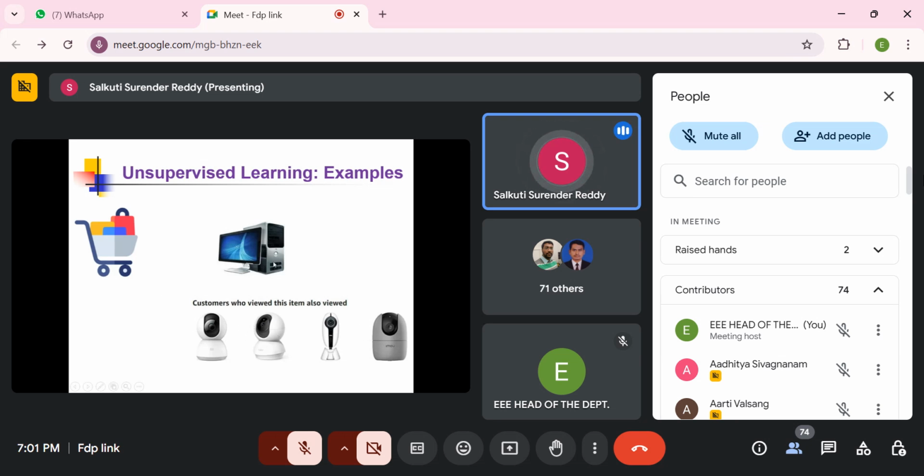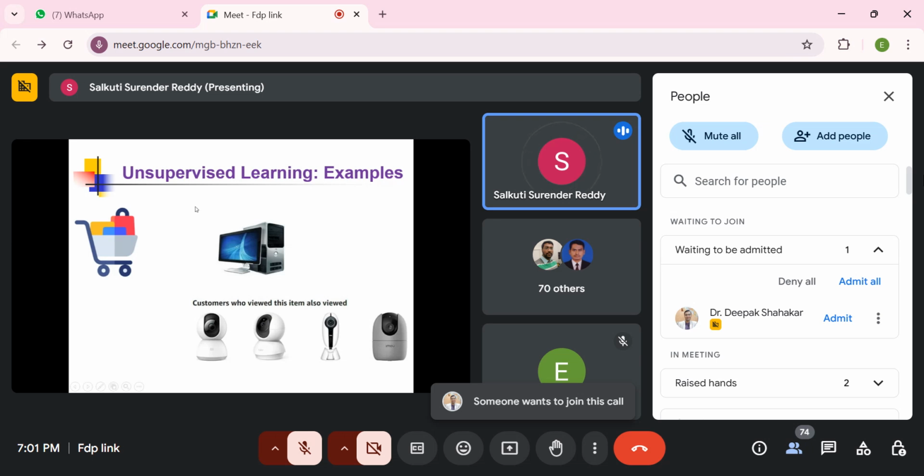So once you buy this, the system will suggest the associated items. What are the things associated with this computer? Those things will be displayed automatically. That means the system has learned based on its past experience. That is how unsupervised learning happens. These are some examples of unsupervised learning.